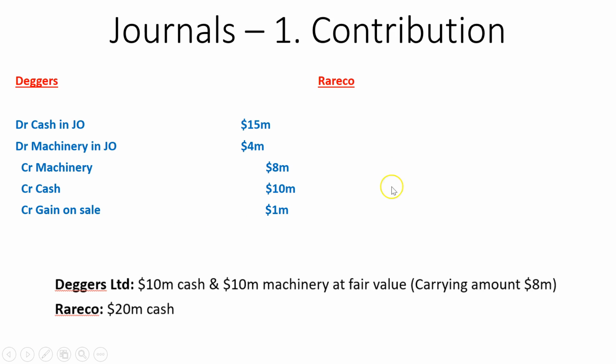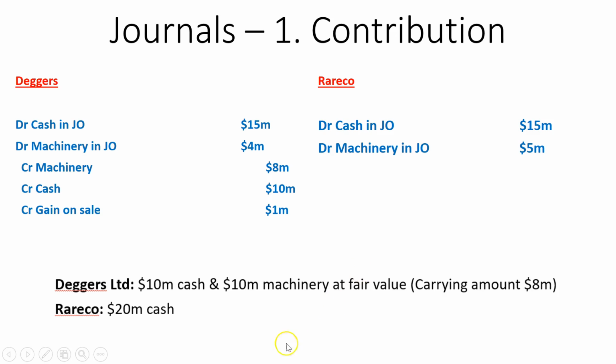So now we'll move on to Rareco. So Rareco will debit cash in joint operation, same reason as Deggers. There was a total $30 million cash contributed. When we divide it by 2 to get Rareco's individual share, we get $15 million of cash in the joint operation that they're entitled to. They will debit machinery in the joint operation of $5 million.